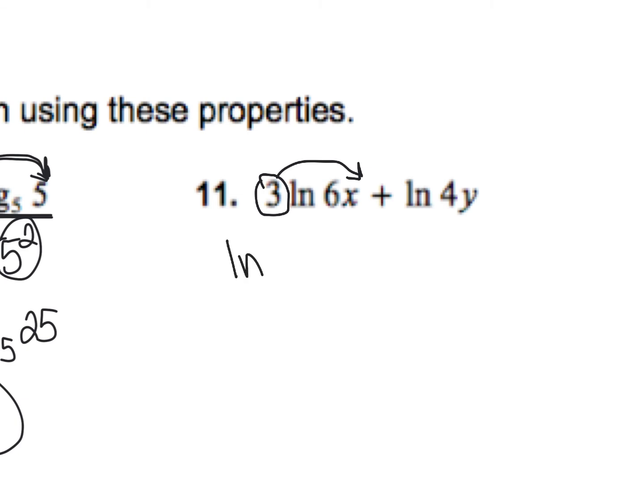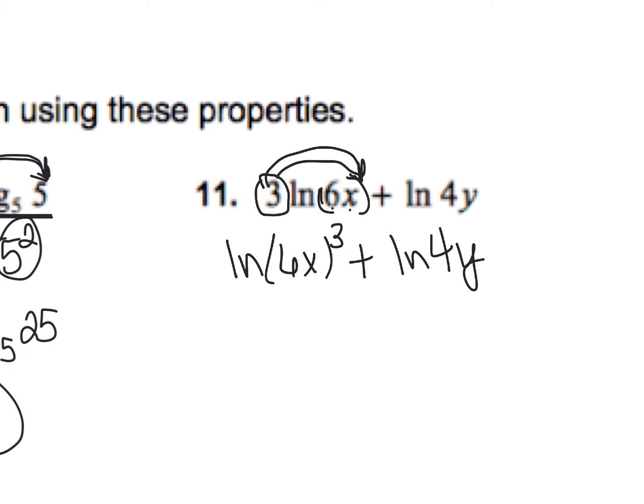And notice this 3 is being multiplied by the natural log of 6x. It's not just being multiplied by 6, and it's not just being multiplied by x. It's being multiplied by both of them. So we're going to have the natural log of 6x, and we need to put that in parentheses to the third power. Okay, so that I know when I'm taking this third power back up here, I'm applying it to both the 6 and the x. And then I have the natural log plus the natural log of 4y.